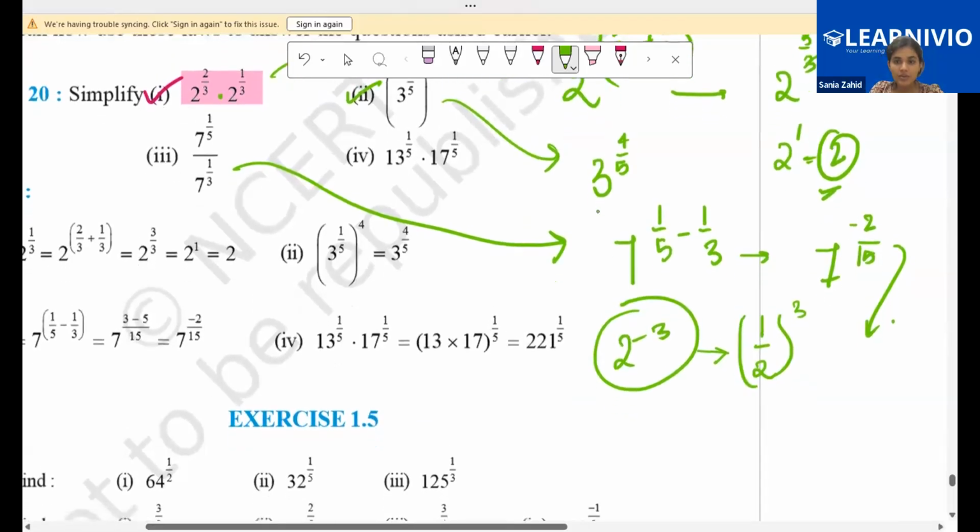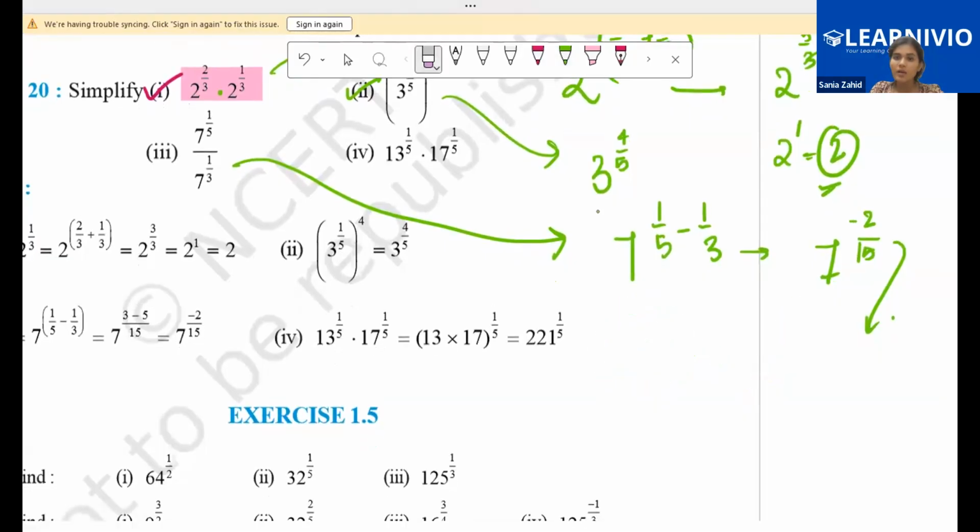Okay, so in a similar way, if I want to make the power positive for 7 to the power minus 2 by 15, what will I do? I will write 1 by 7 to the power 2 by 15. The question says write the answer in positive notation. Positive notation means positive power. But you can leave your answer till here also. But you should be prepared for every type of question, right? If the question says positive notation, you will write like this. If nothing is mentioned, you can leave your answer like this also.